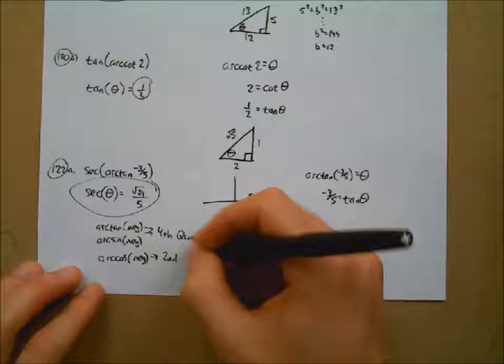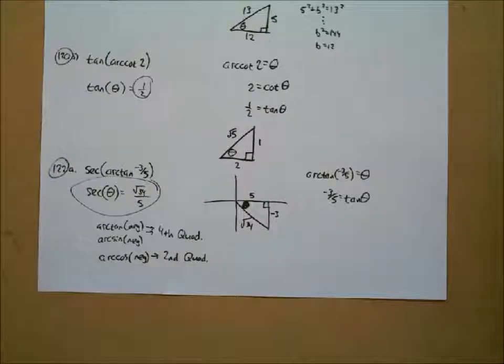Just like when you evaluate arctangent of a negative, your answer ends up being in the fourth quadrant, or the negative version there. It's the fourth quadrant, but from the clockwise direction, not the counterclockwise direction. And then arc cosine is the second quadrant. Okay. So that's the idea there.